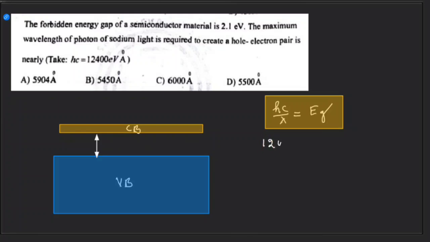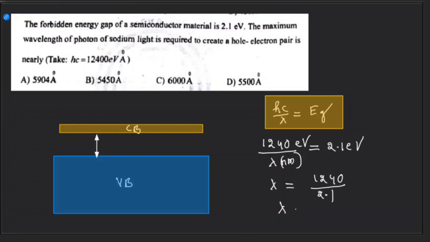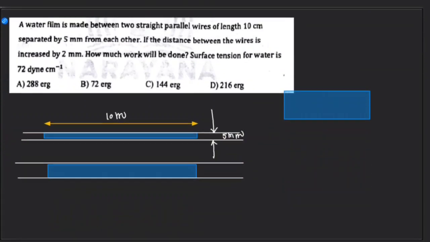Therefore this hc can be written as 1240 by lambda, where lambda should be in nanometer. So 1240 by lambda in nanometer will be equal to 2.1 electron volt. Here also this will be in electron volt. So therefore you should get lambda is equal to 1240 by 2.1. If you do this calculation, you will get the answer as 5904 angstroms. So this is the answer for this question. Clear? So that is not from the photoelectric effect. It is from semiconductors, right?